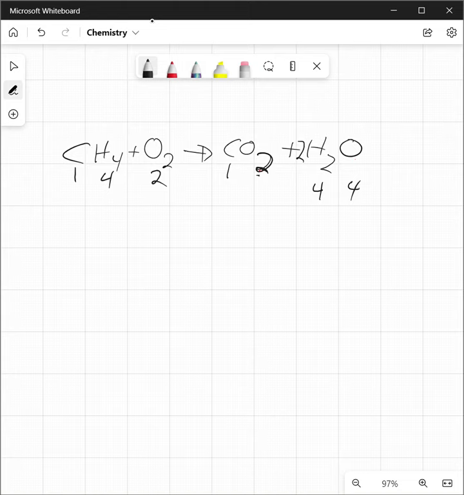So what I would need is to increase the number of oxygens on the left to balance out the number of oxygens on the right, correct? Yes. So let's do that. We have 2 over here, so let's double the amount of oxygens over there.